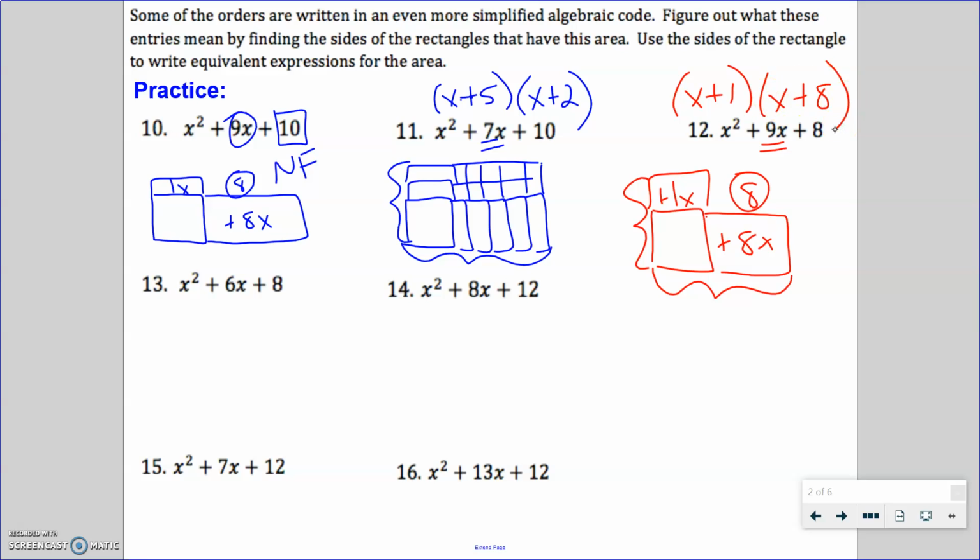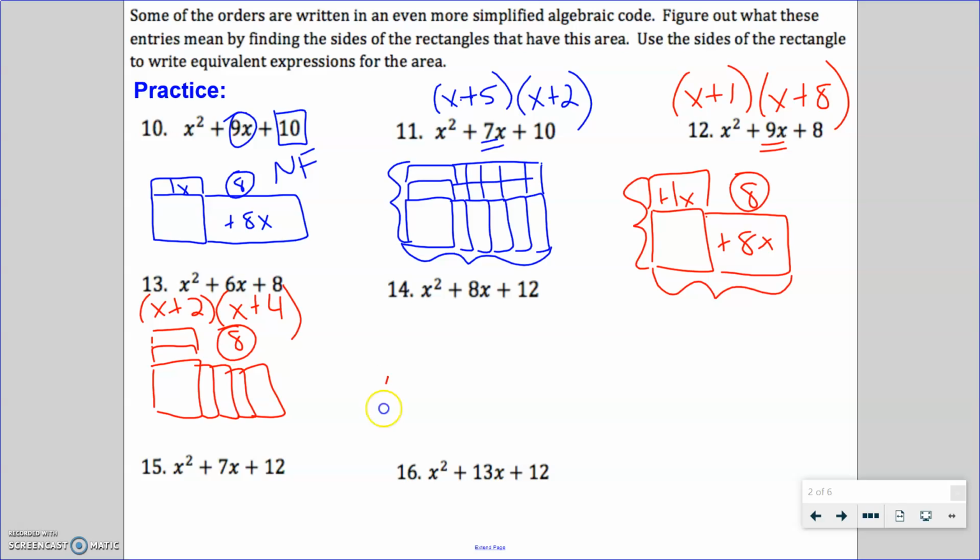Okay, if I'm looking at 13, I have 6 rectangles to work with, so maybe I want 8 in the corner. So I could do 2 on this side and 4 on this side, right? Because 2 times 4 is going to give me 8 little pieces in the corner. So I would write this as x plus 2 times x plus 4.